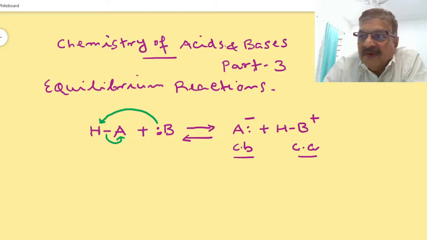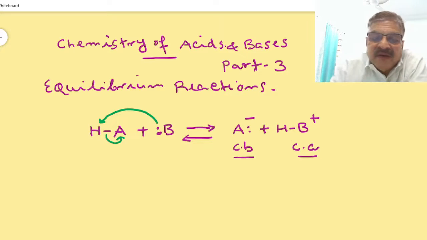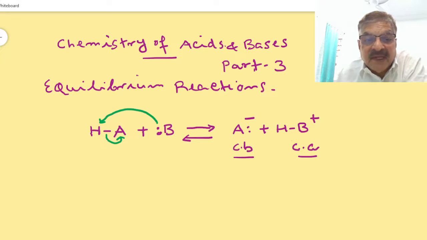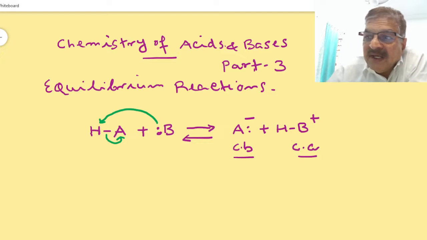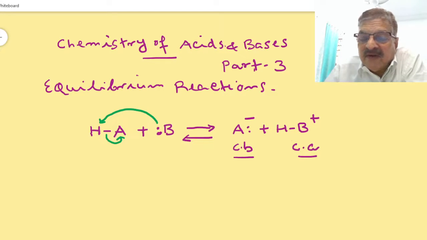For the acid to donate a proton, it should contain a proton. That is, it must contain a hydrogen atom. The general symbol for an acid is HA, and for a base it is B. The base must contain an available electron pair. It can be a non-bonding pair of electrons, or an electron pair in a pi bond. Therefore, a base must contain an available electron pair that can be easily donated to form a new bond with the proton.